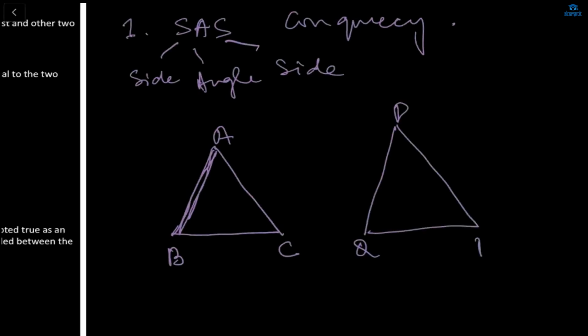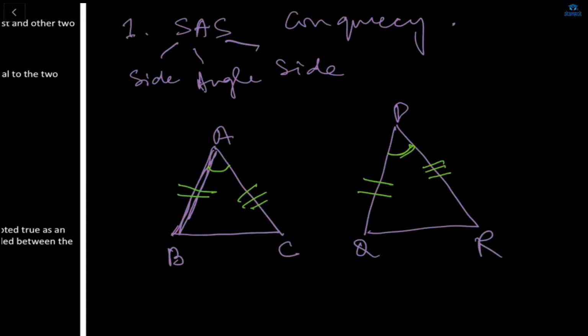Okay, so you are saying that we should take the same angles. Let me explain. If you are proving that AB is equal to PQ and AC is equal to PR, then you have to take angle A, the angle which falls between the two sides that you are proving are equal. You have to take that angle.